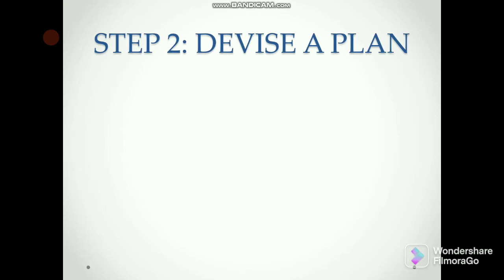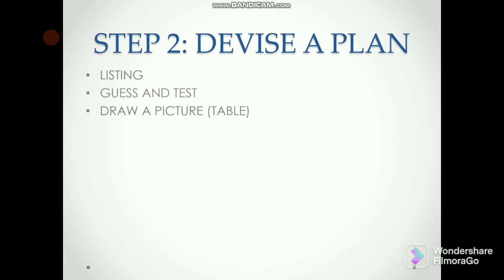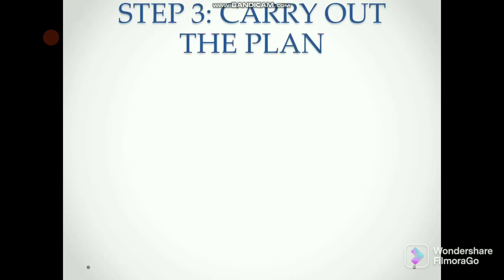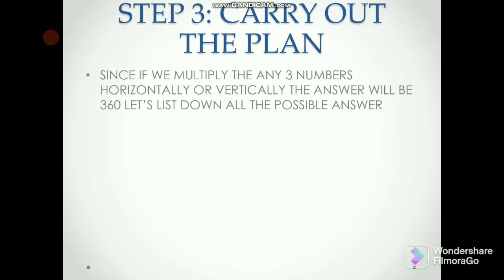For step 2, devise a plan. We're going to use listing, guess and test, draw a picture using a table, and find the pattern. Step 3 is carry out the plan. Since we multiply any 3 numbers horizontally or vertically, the answer will be 360. So let's list down all the possible answers to make our problem answer correct.